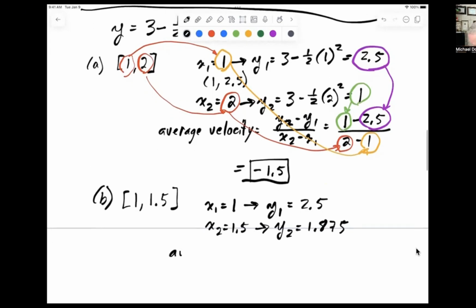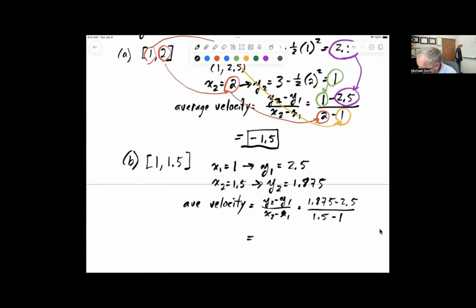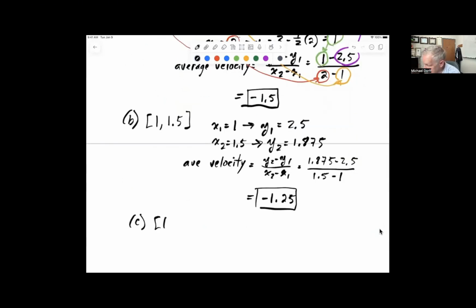And so the average velocity, or the slope of the secant line, is going to be y2 minus y1 over x2 minus x1, and I'll have 1.875 minus 2.5 over 1.5 minus 1, which when I simplify that, I come up with negative 1.25. I keep doing this.